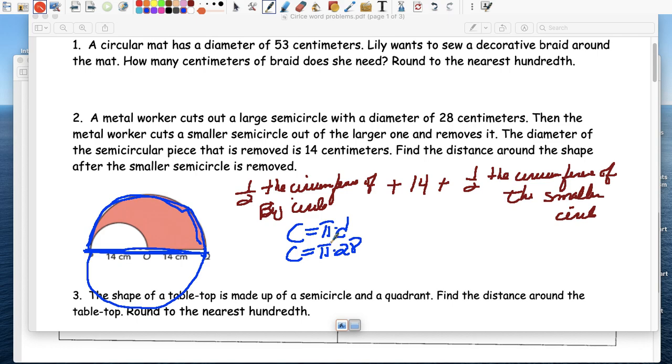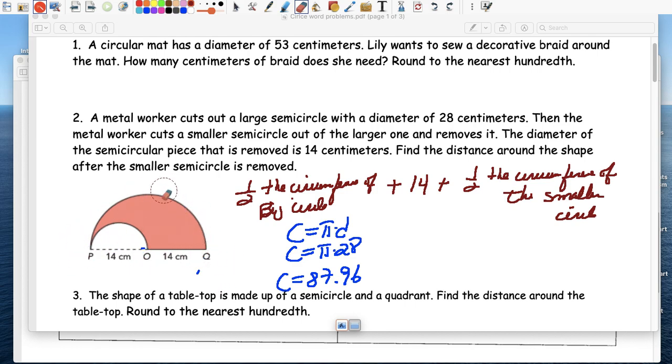28 times pi, enter, I get 87.96, so the circumference is 87.96. But guess what? I didn't walk the full circle, I walked half of it. So I'm going to take that and divide it by 2. So the part that we want is 43.98. So this stretch right here, I'm going to write 43.98. We have the 14, which is this guy right here.